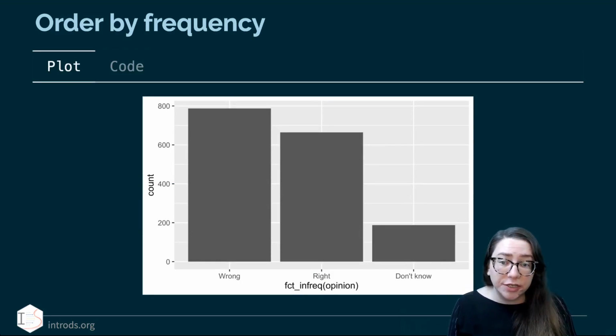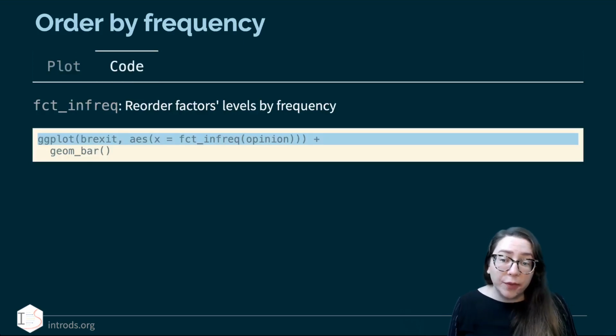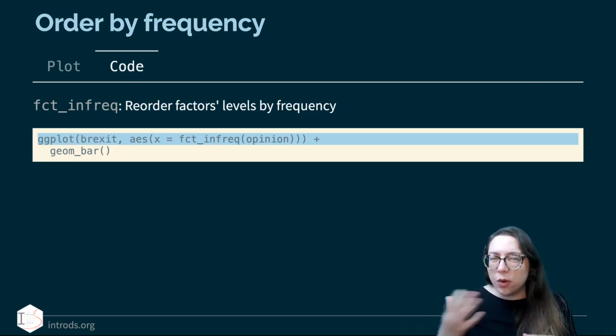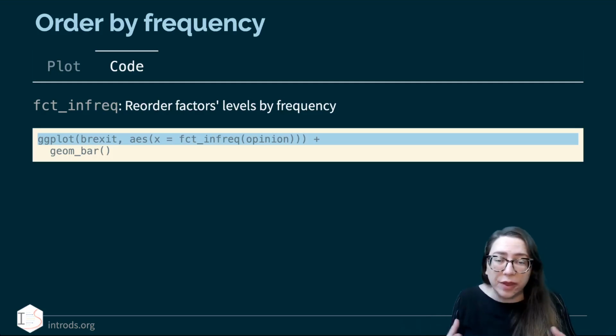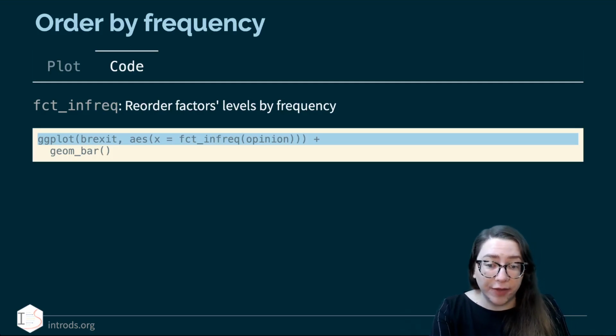We didn't actually do this so much manually, but we used a function from the forcats package. Remember that the forcats package is useful for working with reordering or doing things with the levels of a categorical, or in other words, a factor variable. So here I've wrapped the opinion variable in the function called fct_infreq. That's how I know it comes from the forcats package.